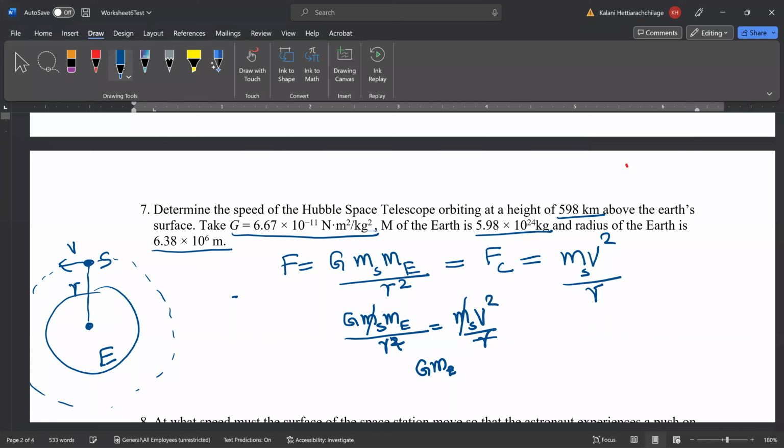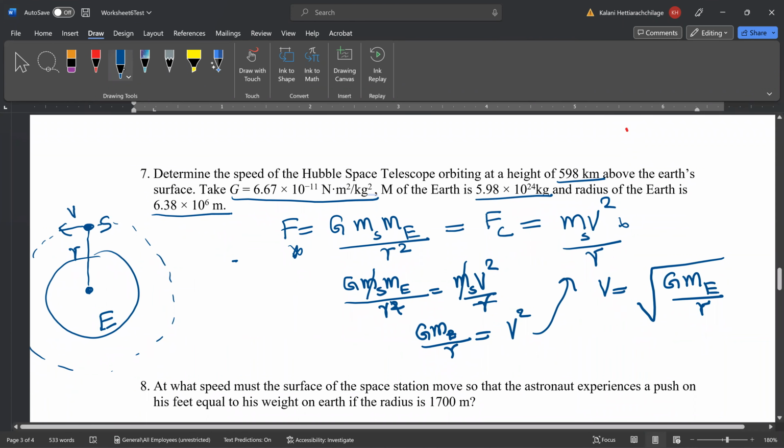Okay. So now G M Earth divided by R is equal to velocity squared. The question is asking for velocity. That means I just need G M Earth divided by R, and take the root of that. That's the derivation that we need to start. This is your fundamental equation. This is also a fundamental equation. The next part is basically the derivation, or understanding the concept of the problem towards your question.